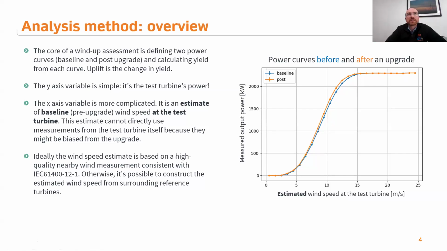And actually, with the WeDoWind dataset, my first thought was to use the mast wind speeds and not even use the reference wind turbine. But I ran into some problems with that particular dataset, which I'll explain later on, and ended up relying quite a lot on the reference turbine to create this x-axis variable in the WeDoWind dataset.